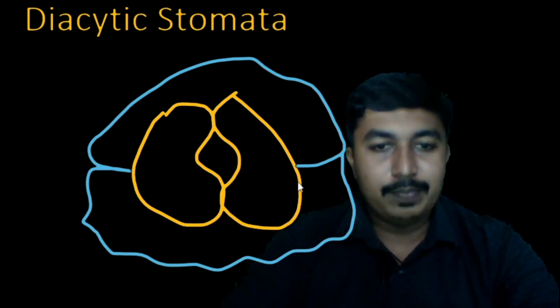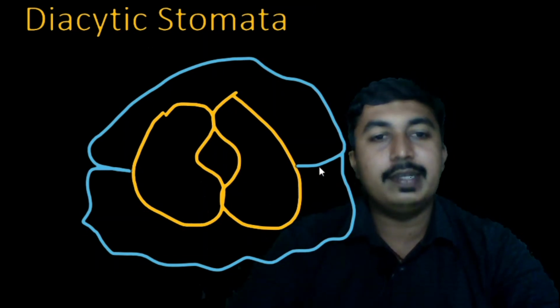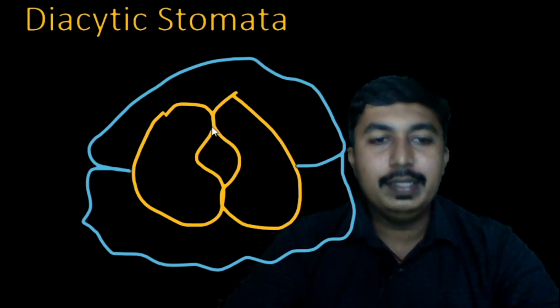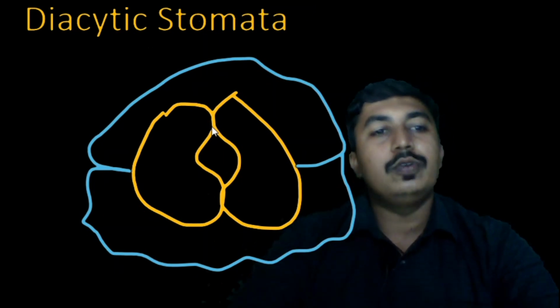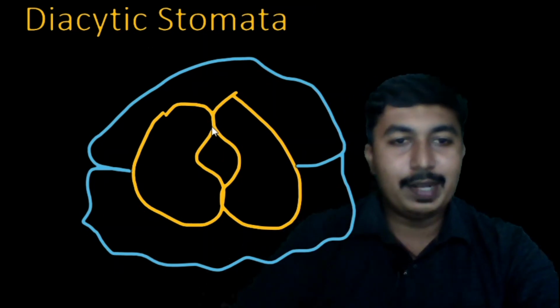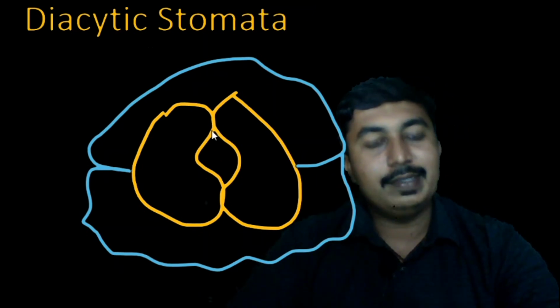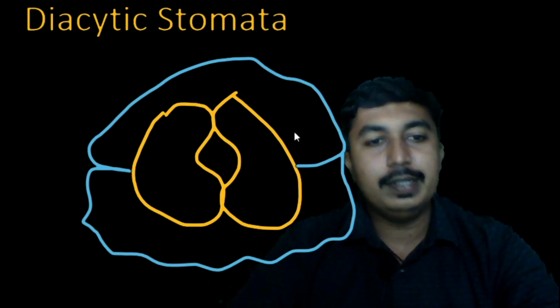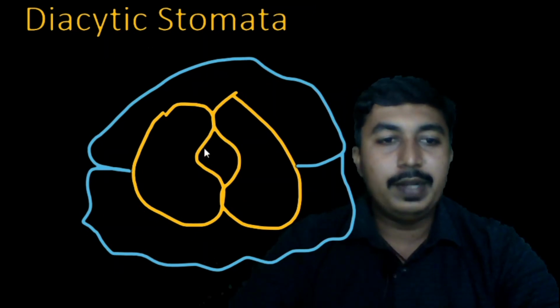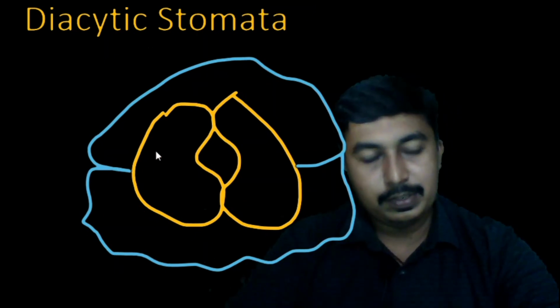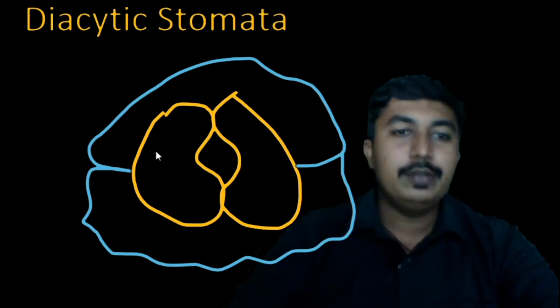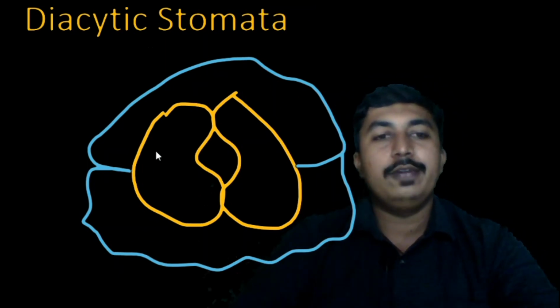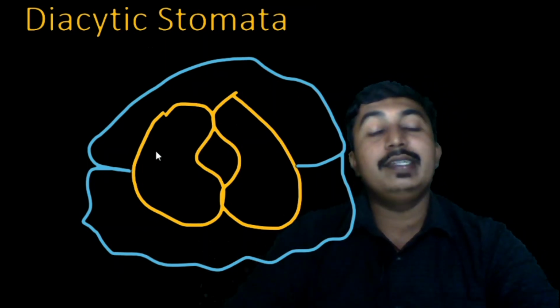That is, the subsidiary cells are perpendicular to the guard cells. So this is known as a diacytic stomata. In paracytic stomata, the subsidiary cells are parallel with the guard cells, whereas in diacytic stomata, the subsidiary cells are perpendicular with the guard cells. That is totally opposite. So this diacytic stomata is also known as a caryophyllaceous stomata.